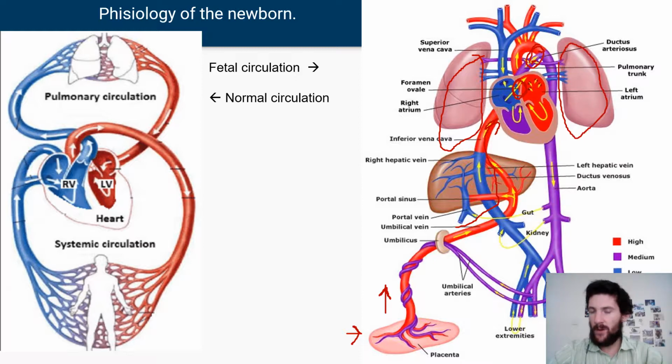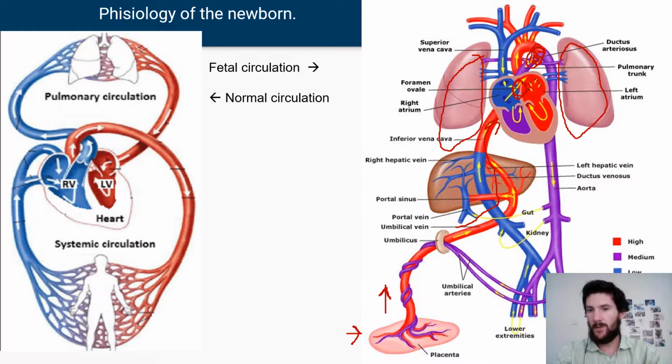So at the moment of birth, the lungs fill with air when the baby takes the first breath, and the oxygen concentration in the blood increases a lot. That increase of the oxygen concentration makes these shunts close, because the shunts have oxygen receptors in their cells, and those oxygen receptors make the muscle cells of the shunt close.